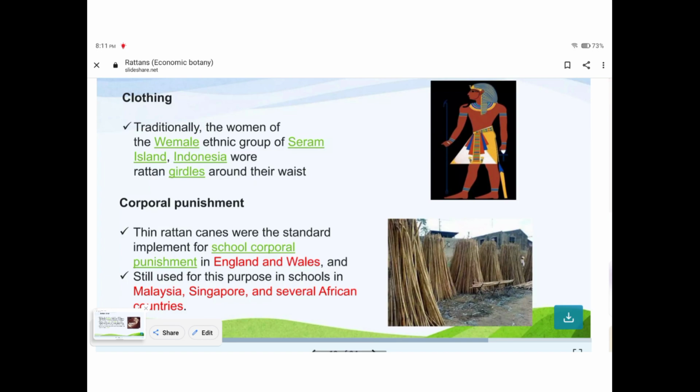So what they do, they use the rattan canes there in England. Sometimes also, even still, it is being used in African countries. School corporal punishment, we call it.